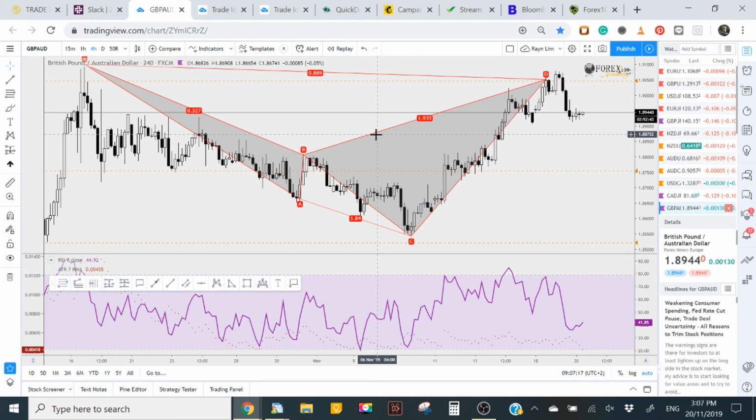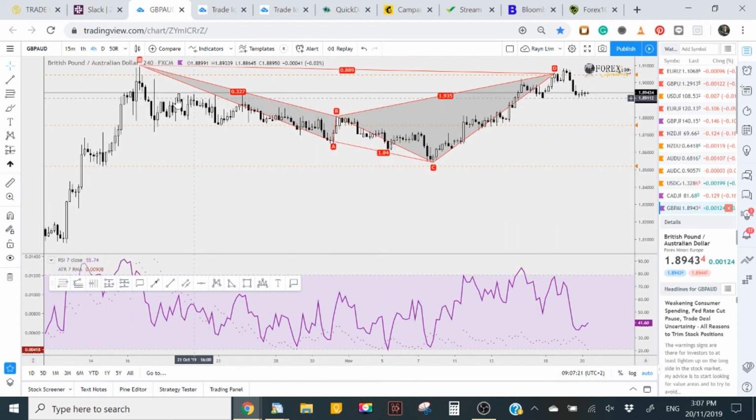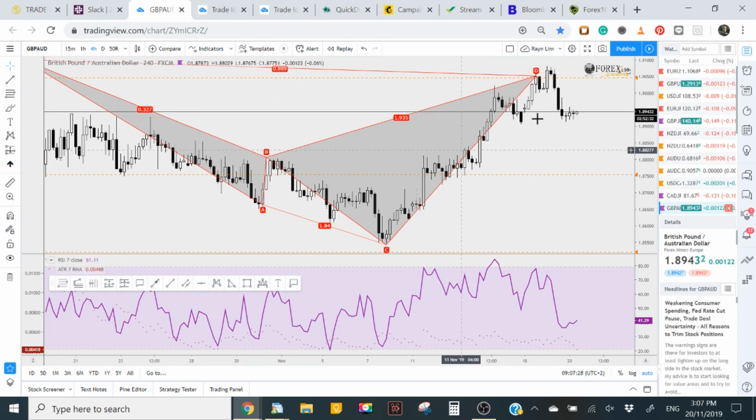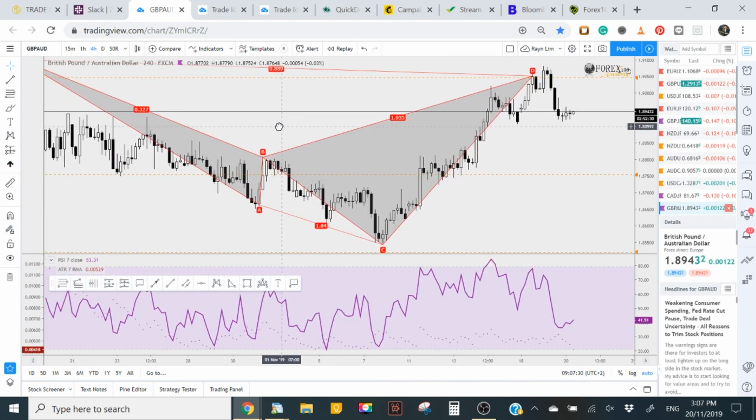The software, our software, has spotted a shark pattern. Launch the harmonic pattern assistance software, Tyler. You will see the 4 hour chart has spotted this shark pattern forming up.